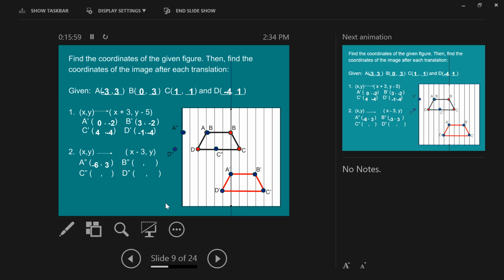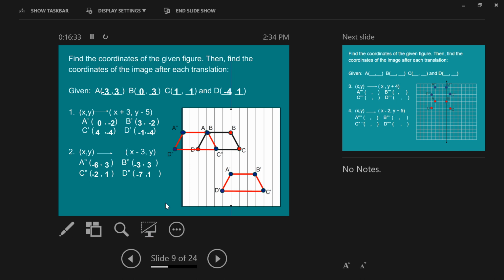Alright, I'm going to do the exact same thing for my B. So what would this B become? -3. Good. And what about C? So C was 1, right? And it's going to become, what'd you say, -2, 1. Good. Okay, and then D? Good. All right, and then once I have all those written, I can go back and connect them. And again, we can see it's still the exact same shape. It's just been moved over.